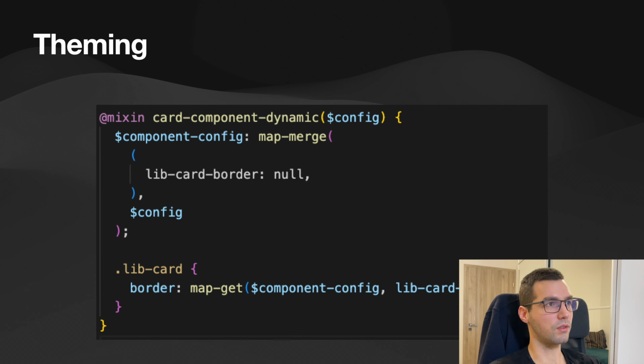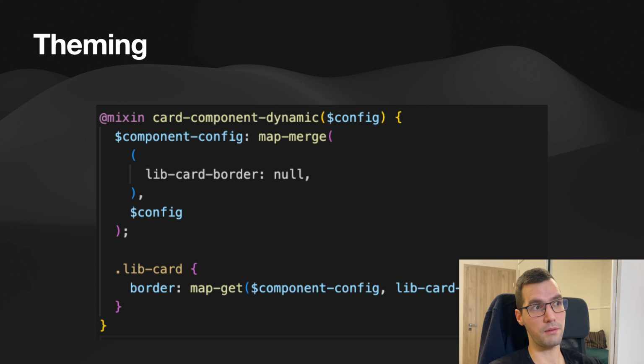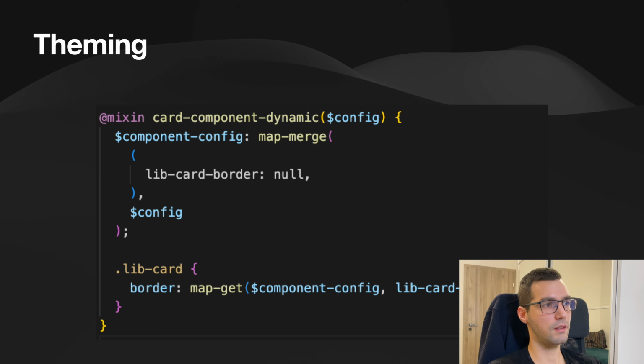So here is an example for theming. Very simple. We have a mixin that receives a config, right? The config is merged with the default values. At the same time, we define the API for this theming. We define all the keys this theming mixin accepts. And then inside we use map-get from this config and the default values.